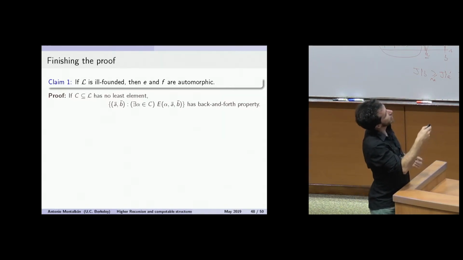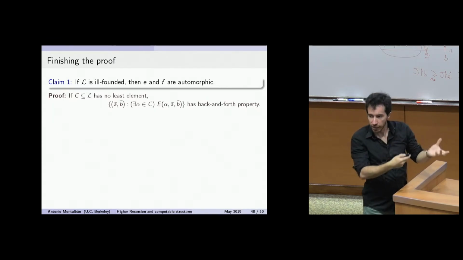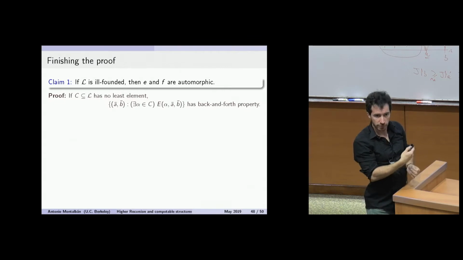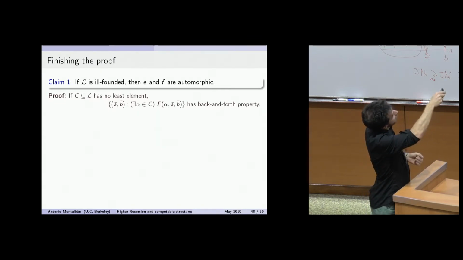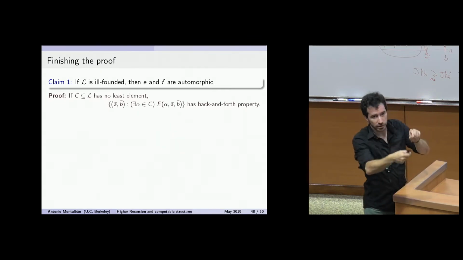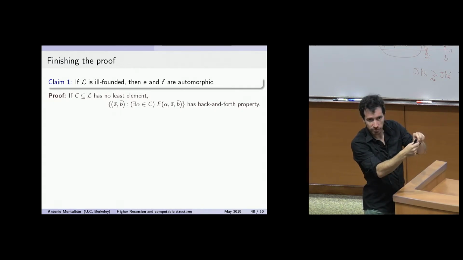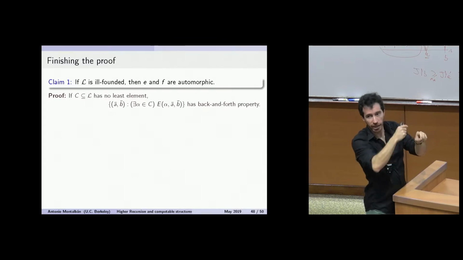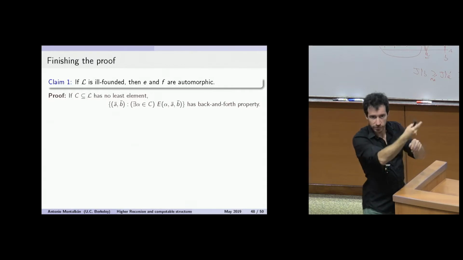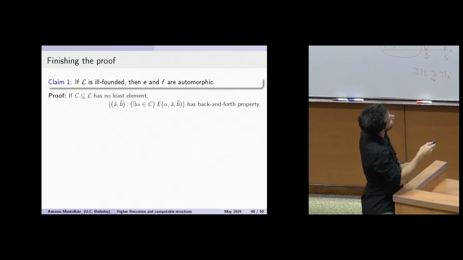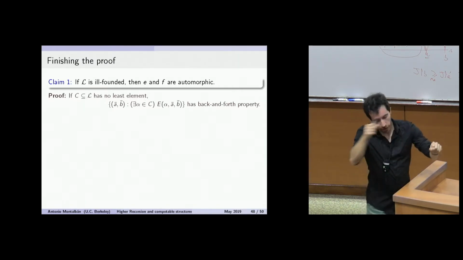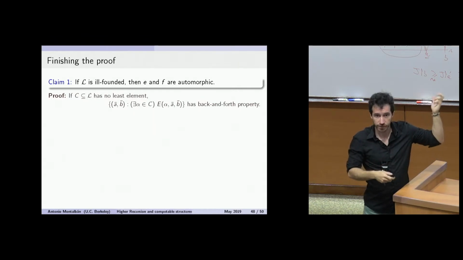this set must have the back and forth property. I mean, if you extend B, there must be an extension of A that also belongs to the set. Because if you're related with something in C and C has no least element, whenever you take another element in C that is below, it has no least element, whenever you extend B, you can extend A, so you're equivalent on this thing below. So the back and forth property means that whenever you extend one, you can extend the other one and you stay in the set of pairs.